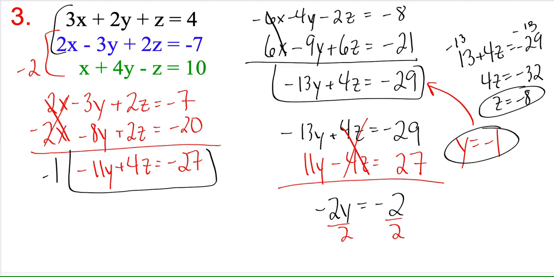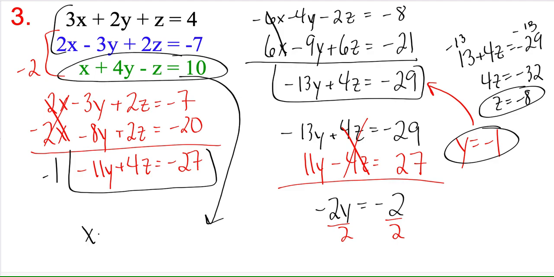Okay, I'll circle these while we're going. And then let's take it and plug it into this bottom one. Doesn't matter which one we plug it into, as long as you do both variables in one equation. So this one, there's nothing in front of the x, so I think that'll be easiest. So x plus 4 times negative 1, let's change that to a negative 4 since we plugged in negative 1. And then z is a negative 8, so I'll make it a positive 8 equals 10. So we have x plus 4 equals 10, so x equals 6.